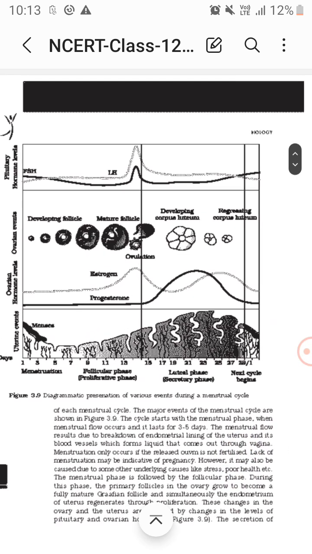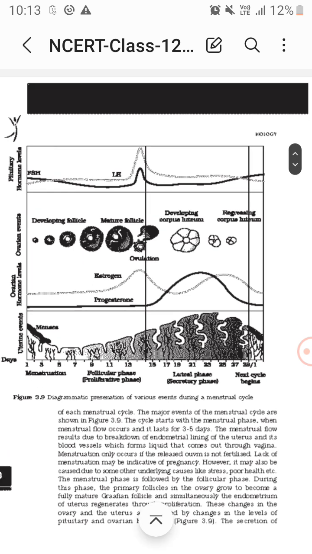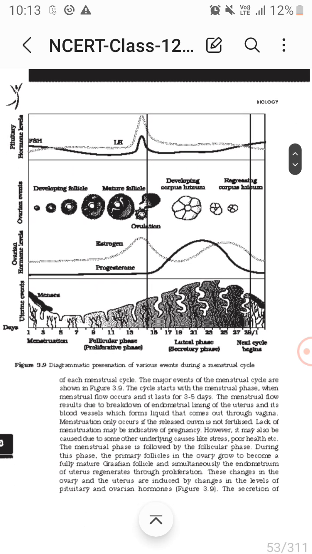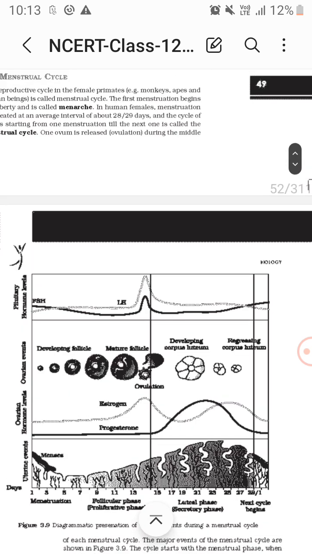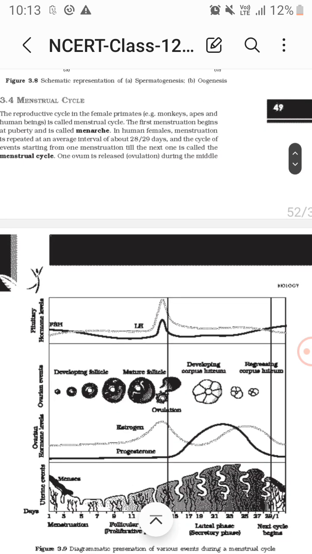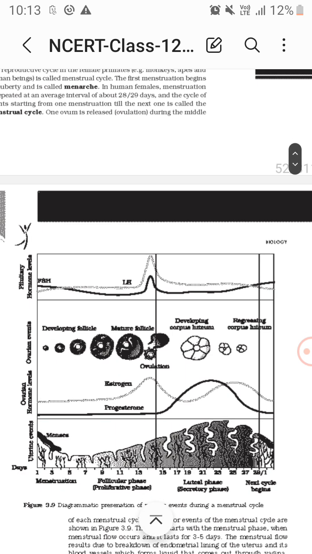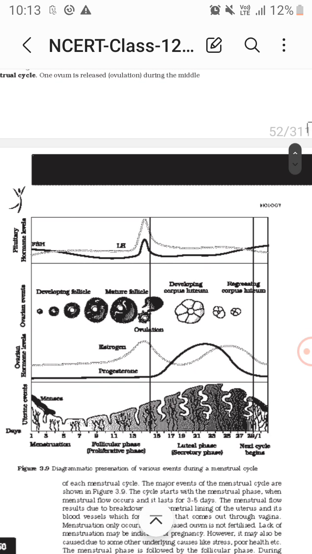You see, the first 3 to 5 days is menstruation, that is the degeneration of the endometrium if pregnancy is not done. And the progesterone level increases after ovulation, right? And there is a little drop in the estrogen, but after that, in the luteal phase, the secretory phase, progesterone and estrogen both increase. First progesterone and then estrogen.